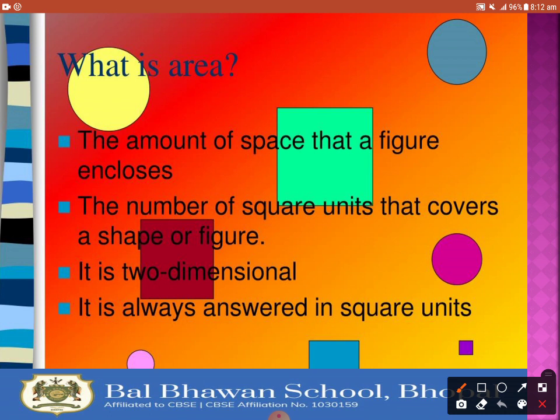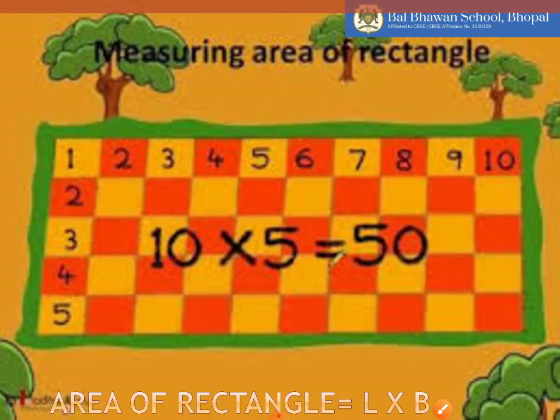And area is always measured in square units. So when the length is given in centimeter, area will be measured in square centimeter. When the length of side is in meter, area will be calculated in square meter. If the length of side is in kilometer, area will be calculated in square kilometer. Let us discuss with the help of some examples.